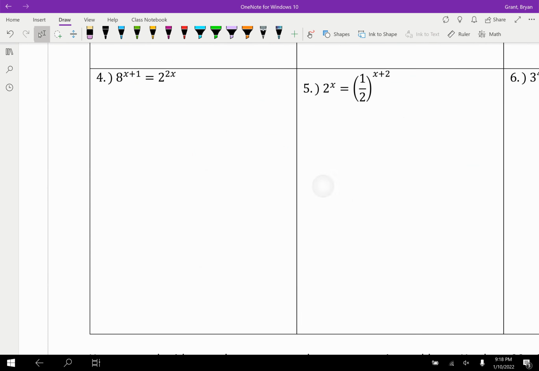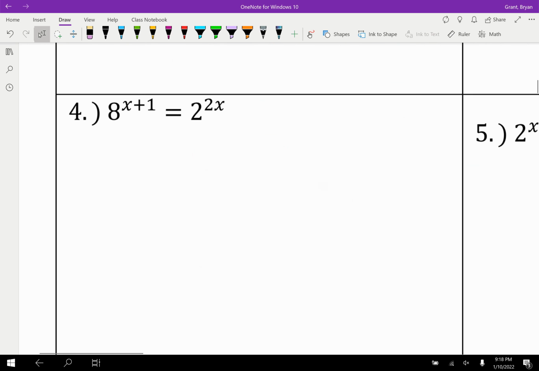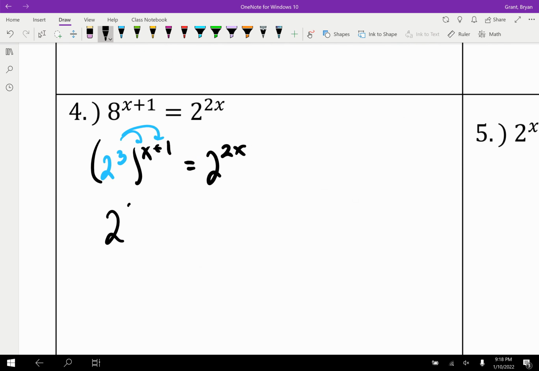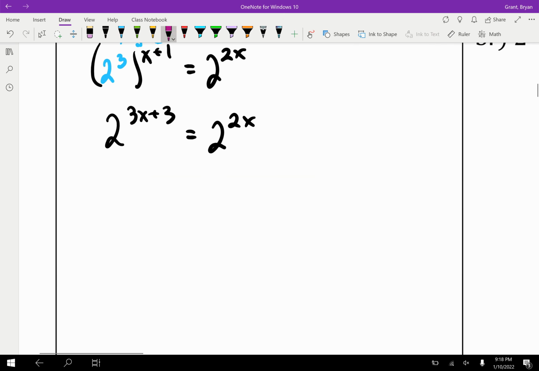All right. Do we need to change both bases? I don't think so on this one. I think we can change 8 to be 2 to some power. So we end up with 8 being 2 to the third power. The only trick here is that distributive property. So we end up with 2 to the 3x plus 3. 3 needs to go to both, and 2 to the 2x. Then we take our exponents, 3x plus 3 and 2x, and find what makes them equal.